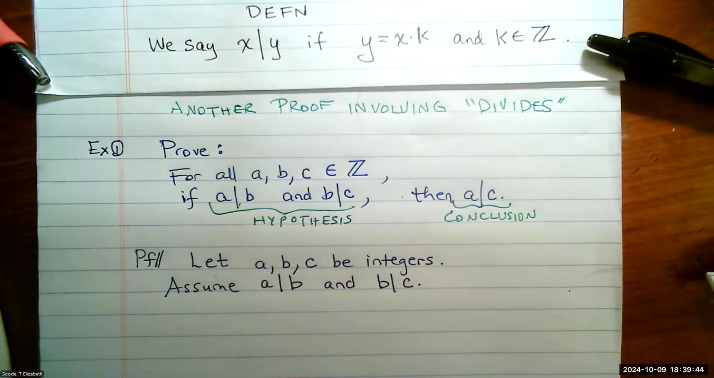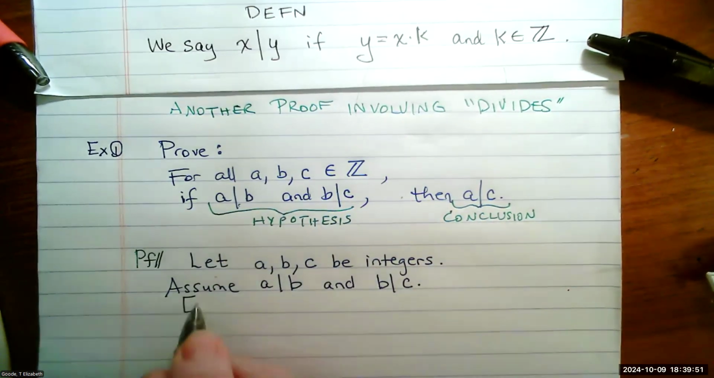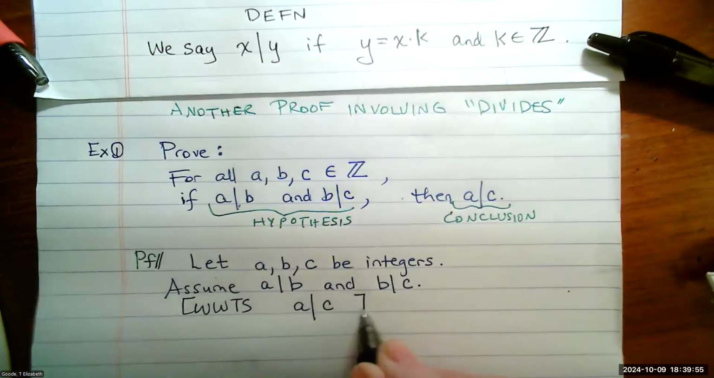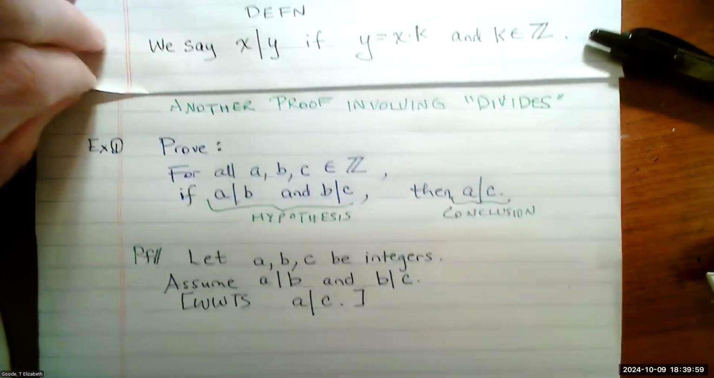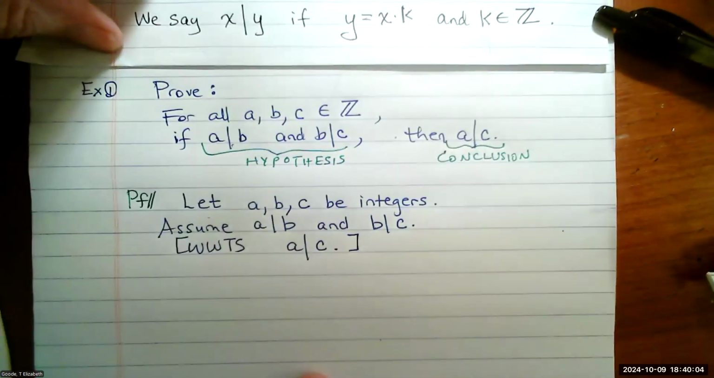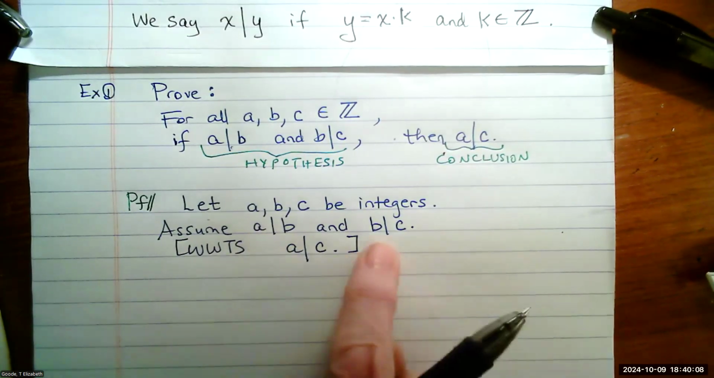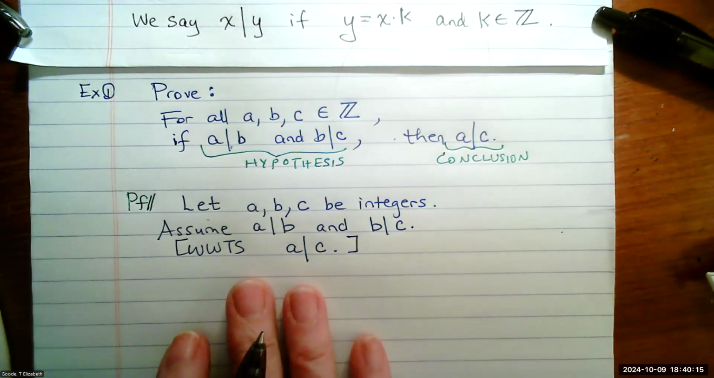Okay. Well, what do we wish to show, folks? Well, it's right in front of us. We wish to show the conclusion. We wish to show that A divides C. Okay? And now we break out this definition of divides and we use it because we have a hypothesis. We know that A divides B and B divides C. Let's write those equations and the other information that we get from knowing that.